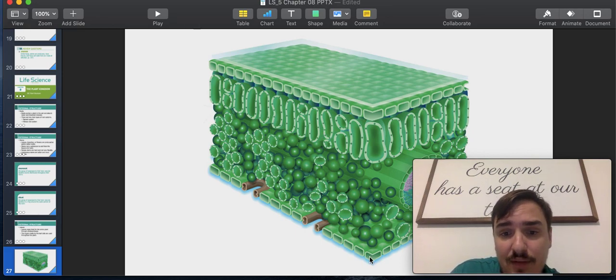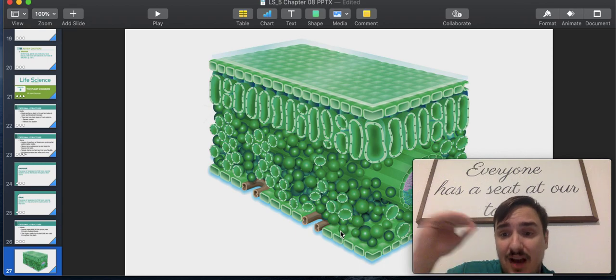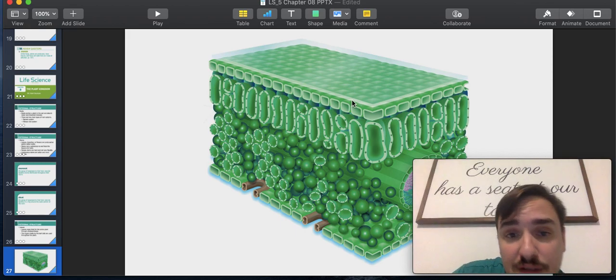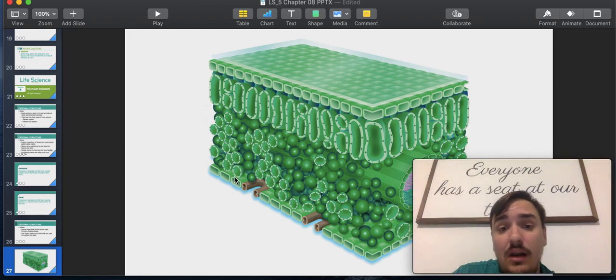Then after that, you have the lower epidermis. So there is a top and a bottom of the leaf. The top always faces the sun. The bottom faces away from the sun. The major difference is the top has the cuticle and the lower epidermis has the stomata.